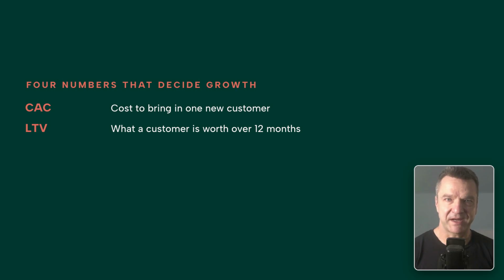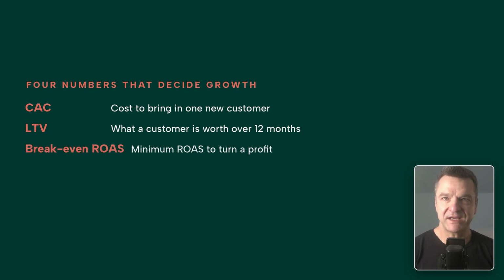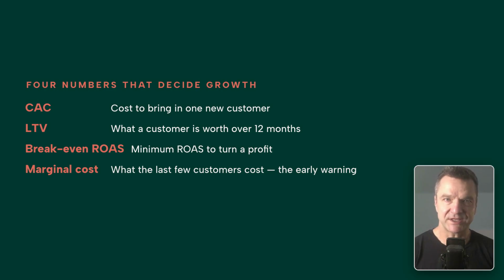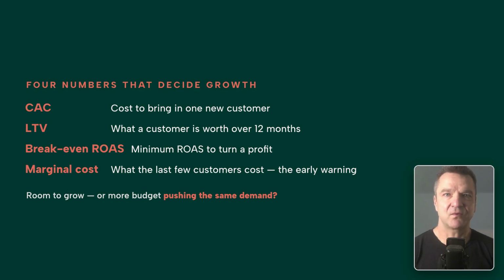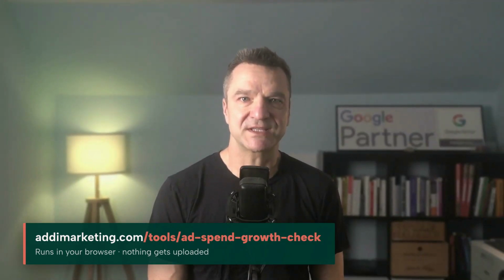If customers come back and buy more, you can usually afford to pay more to acquire them. Break-even ROAS is the minimum ROAS you need from Google Ads for a customer to become profitable, based on your margin and customer value. Marginal cost is what you paid for the last few customers as spend increased. It's an early warning sign because your average CAC can still look healthy while your recent customers are getting more expensive. Together, these numbers tell you whether you still have room to grow or whether more budget is starting to push into the same demand.